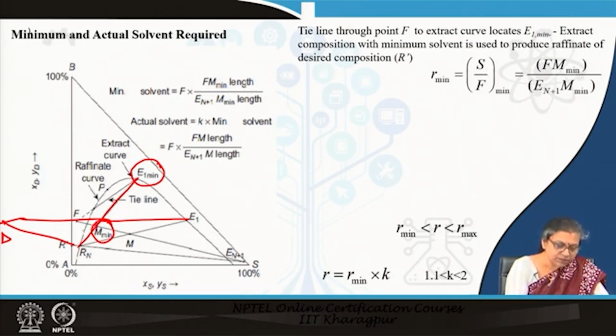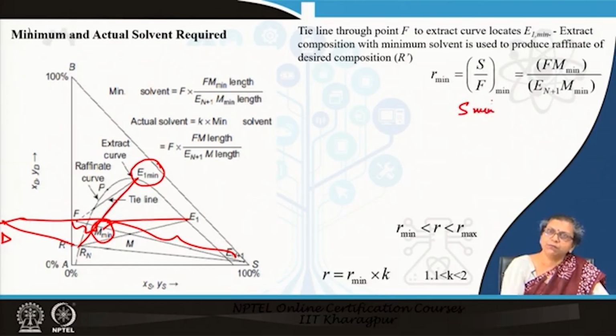Once M minimum point is located, you can find out this length, you can find out this length. You know that this by this gives you S by F. So, from there you are in a position to find out the minimum amount of solvent that you can use.